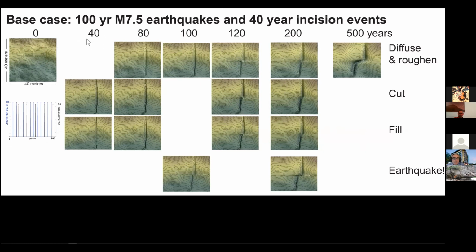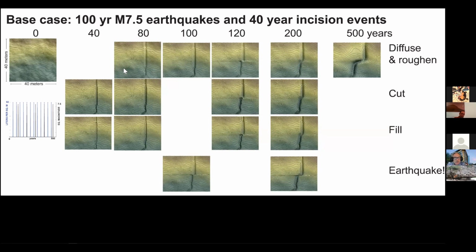Nothing happens at 40 years, but at 80, we cut a channel. And then at 100, so right before an earthquake, this channel has smoothed. But then at 120, we have this little snapshot here. We can see a really pretty little offset channel that's been smoothed a bit by diffusion. And then after 200 years here, it's smooth, and there's going to be an earthquake just immediately after. Actually, sorry, that would be at the bottom here.